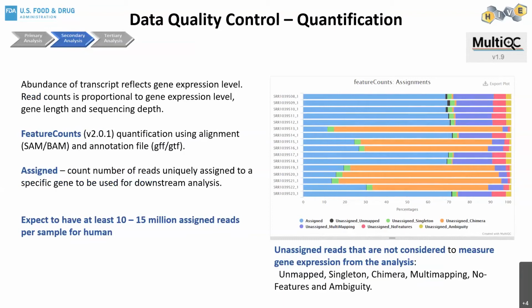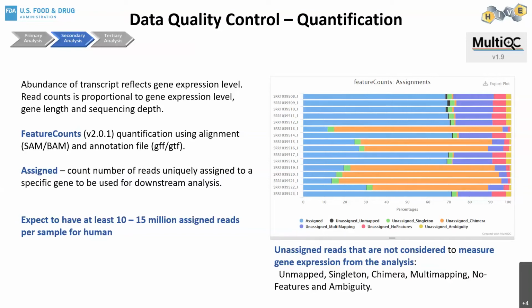So for the feature counts, we usually work with the assigned reads. These are the number of reads uniquely assigned to a specific gene to be used for downstream analysis. In this case, the blue ones are going to be the ones that we use for the next step of the differential gene expression. We expect to have at least 10 to 15 million reads.